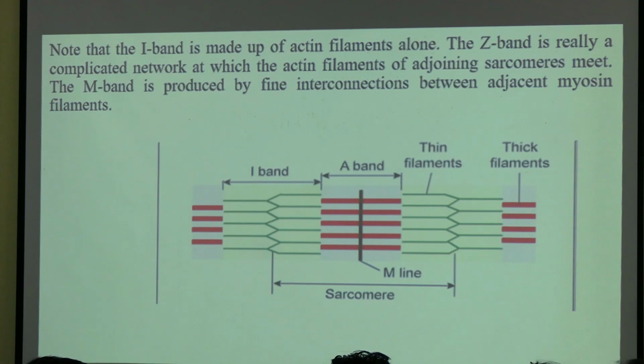Now here you can see the arrangement of the actin and myosin filaments. These are the thin filaments, and these are the thick filaments. You see they are placed alternately, and because of that, dark bands and light bands appear, and then you can see the striations on normal microscopy. So this is the basis of the striations.